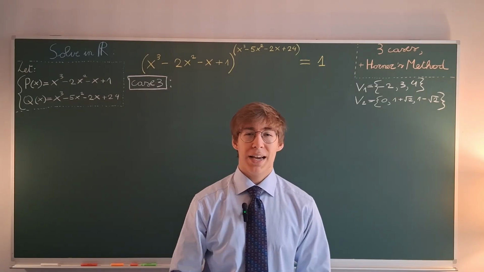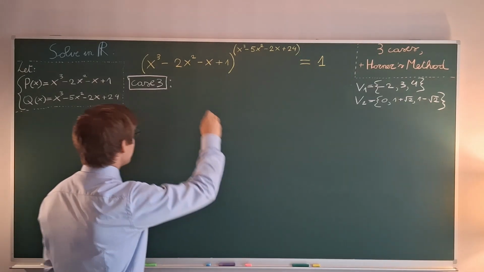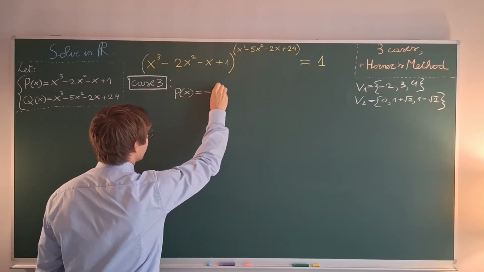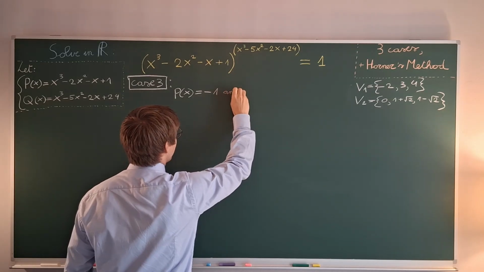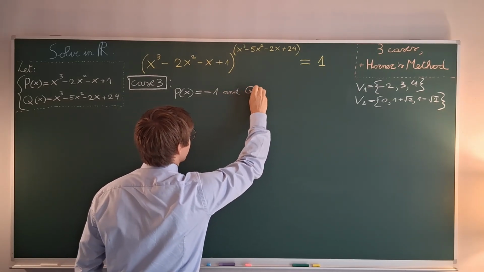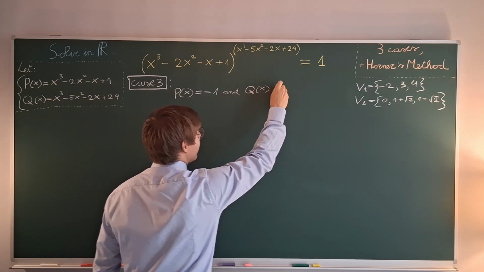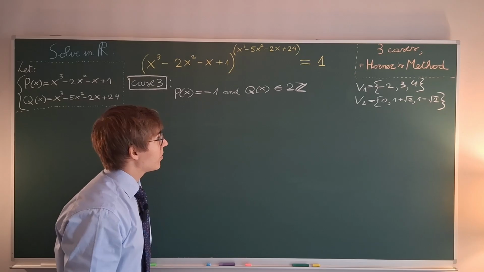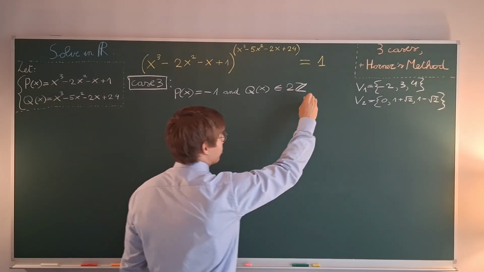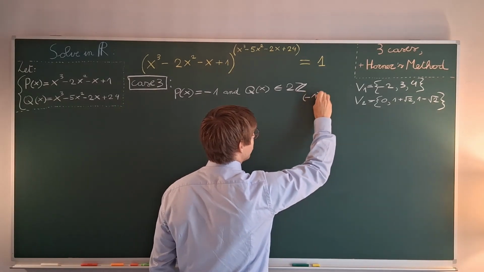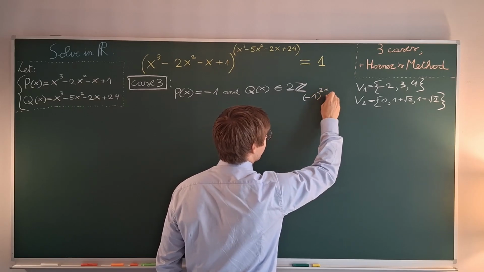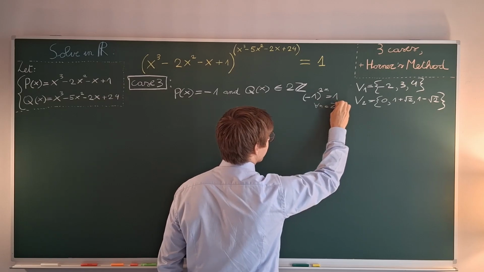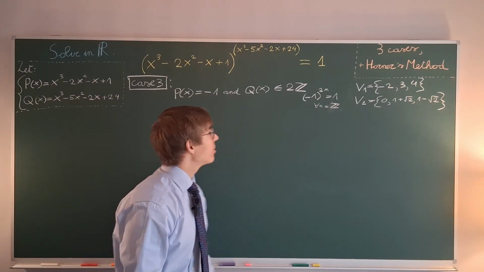Now, if you forgot one case, I think you forgot case 3, which happens if p of x is equal to minus 1 and q of x is an even integer, so in Z. So an even integer, since minus 1 to the q(n) is equal to 1 for all n in Z. So let's solve this last case.